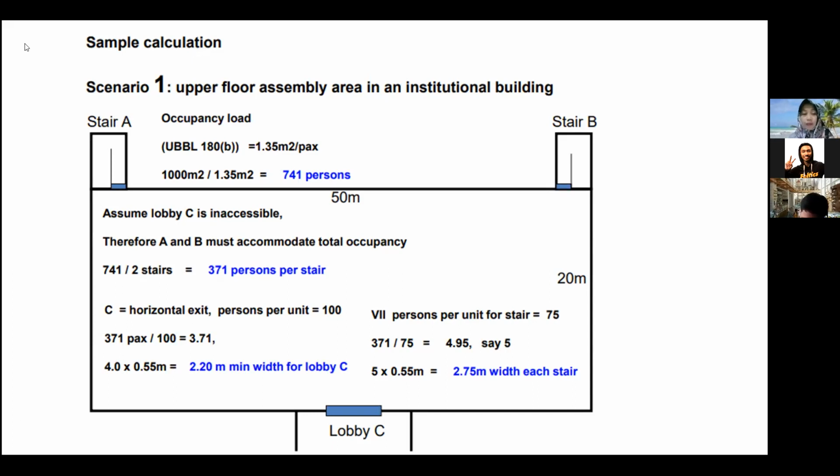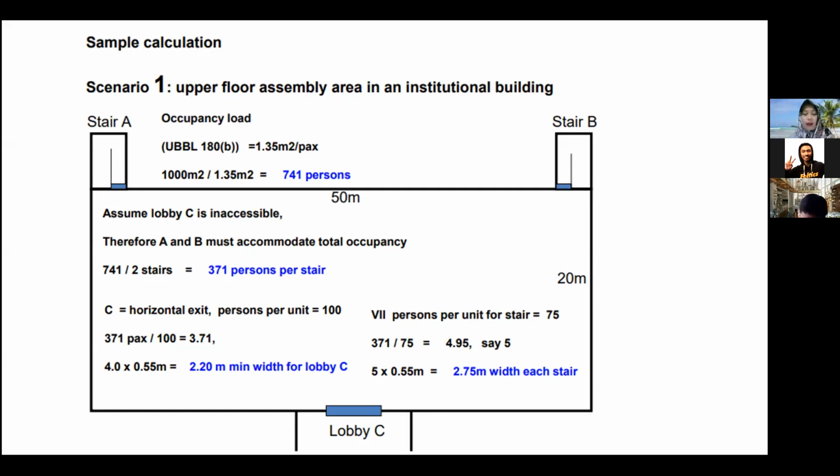Okay, for the example, therefore A and B is a staircase. Staircase A on the left side, staircase B on the right side. So from the 741 persons, we divide by two staircases, meaning each staircase can be used by 371 persons. Staircase B, another 371 persons.